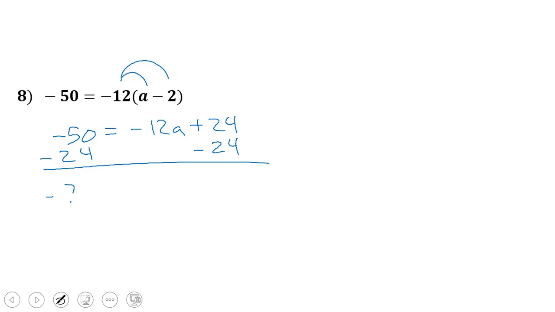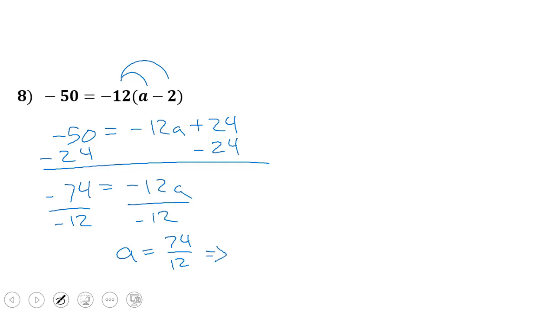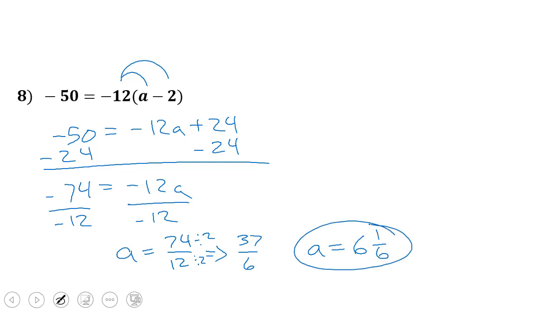So I would get negative 74 is equal to negative 12a. Dividing by the negative 12, the inverse of multiplying by negative 12, doing it to both sides, would give me that a is equal to 74 over 12, because a negative divided by a negative is positive. Now I'm going to simplify that even further. And that would give me what? 37 over 6 if I divide by 2. And 37 over 6 as a mixed number, a would equal 6 1/6.